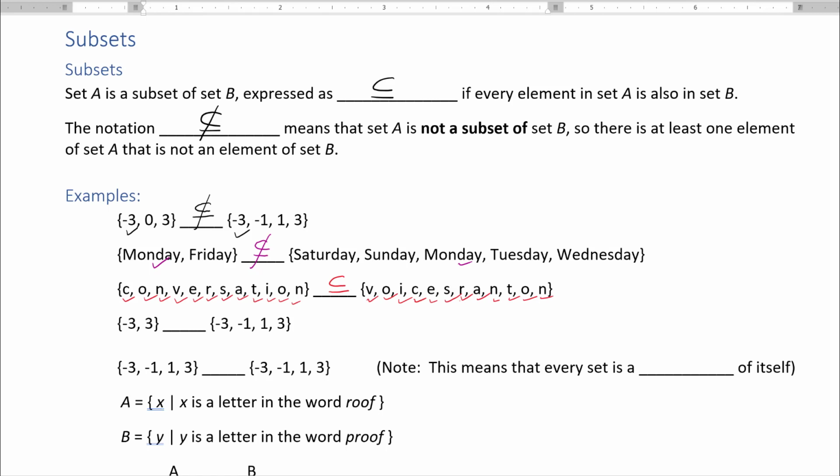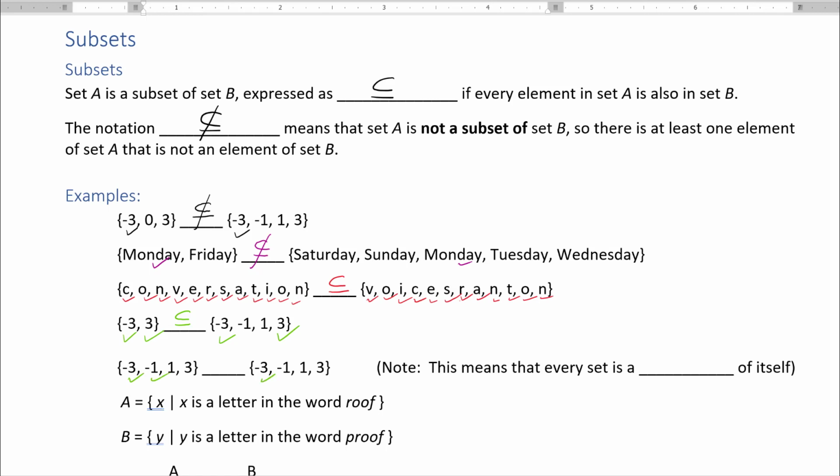How about the next problem? We've got -3 is in both sets. 3 is in both sets. Now, -1 and 1 aren't in the first set, but that's okay. The set of -3 and 3 is a subset of -3, 1, -1, and 3. They don't have to be equal sets, they just have to have every single element of the first set in the second set.